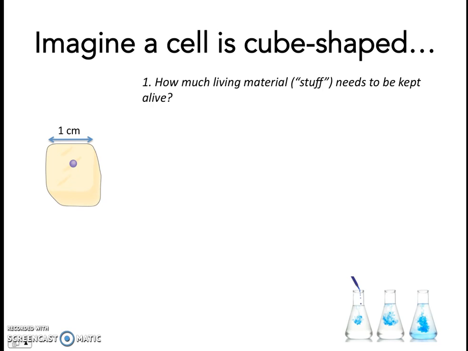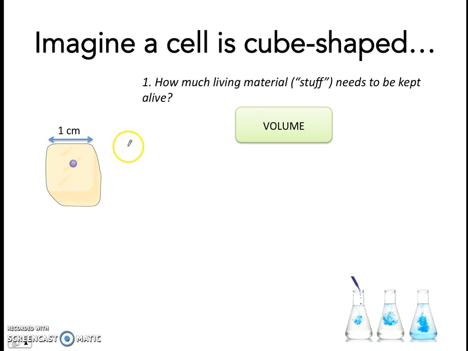Now imagine for a moment that a cell is in the shape of a cube, like this cell here, which is 1 cm by 1 cm. I know they don't come in such big sizes, but just imagine for a moment. What if I asked you to estimate how much living material, how much cytoplasm is there in this cell that needs to be kept alive? How would you do it? Well, one way to do it would be to calculate the cell's volume. And the volume tells you how much cytoplasm there is in the cell and how much stuff needs to be kept alive.